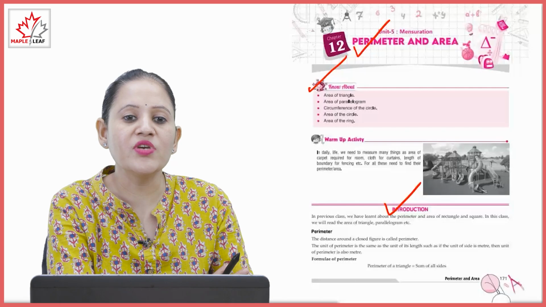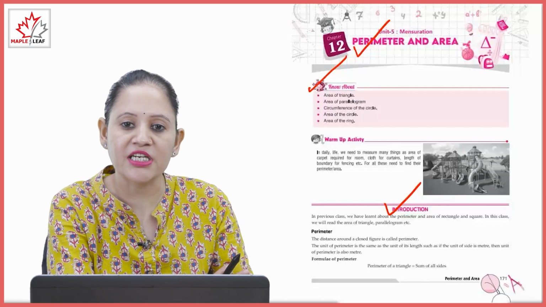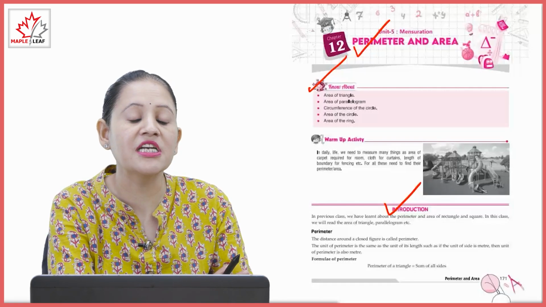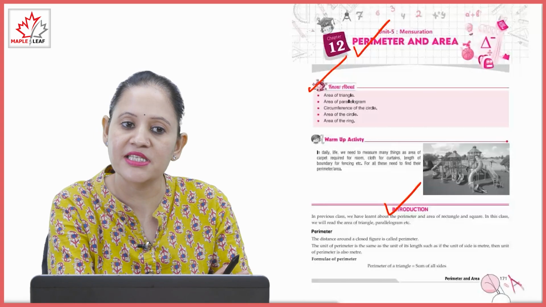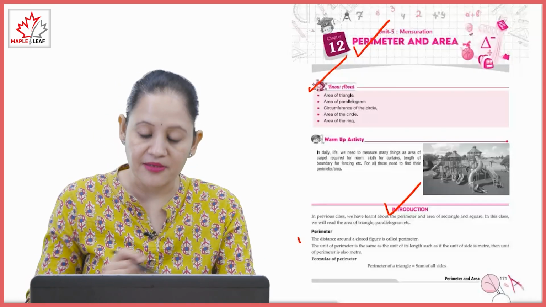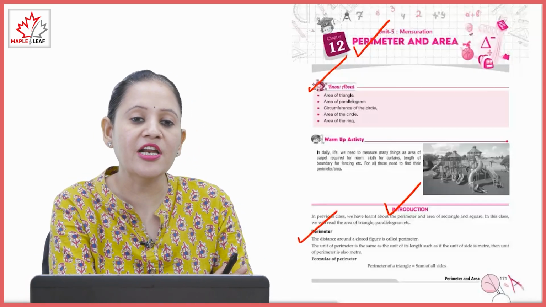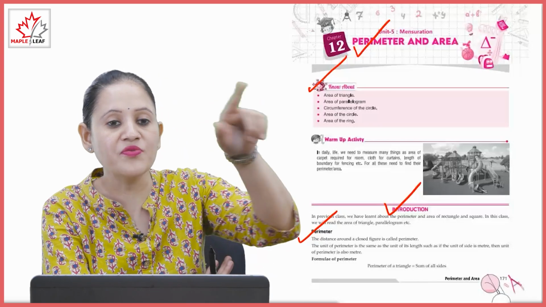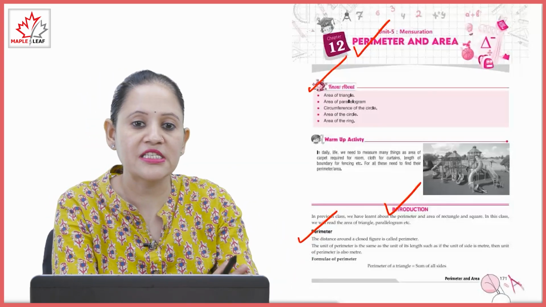In the previous class we have learned about the perimeter and area of rectangle and square. In this class we will read the area of triangle and parallelogram etc. स्टार्ट करते हैं पैरीमीटर से. The distance around the closed figure. क्लोज फिगर के अराउंड जो डिस्टेंस होती है, टोटल डिस्टेंस, दैट इज कॉल्ड पैरीमीटर.